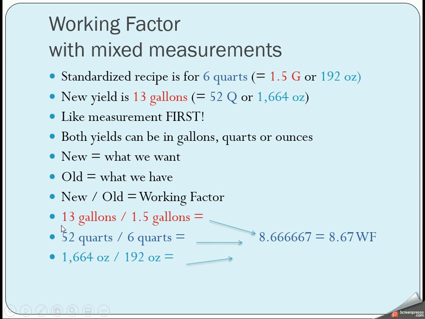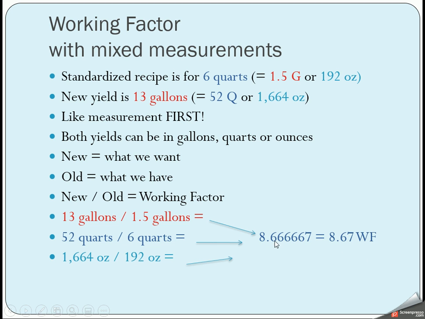Because we now have both yields in all 3 of the versions that we can possibly have, I will show you that if you take 13 gallons, which is our new, and you divide it by 1.5 gallons, which is 6 quarts in old, you would get 8.666667. All right. If you had quarts, 52 quarts divided by 6 quarts, you would get 8.666667. And if you took 1,664 ounces and divided it by 192 ounces, you would get 8.666667.